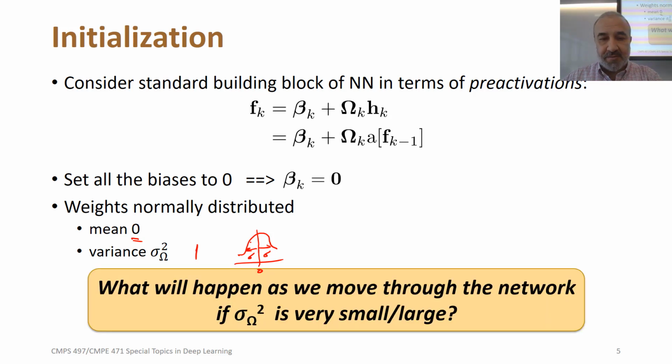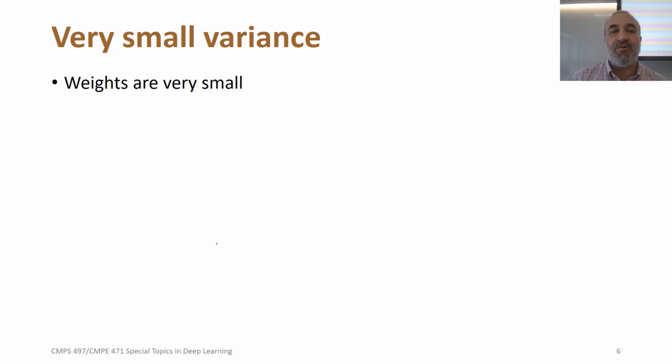Now the question is, what will happen as we move through the network if the variance is very small or very large? We didn't say what the value of the variance can be, right? So I want you to think about the case when the variance is very small, what will happen across the network, and the case when the variance is very large, what will happen across the network. Let's think together.